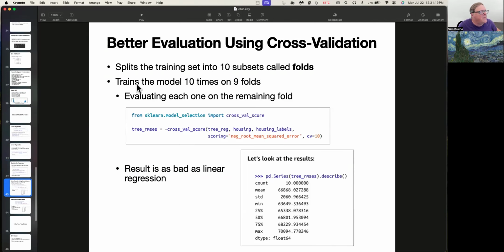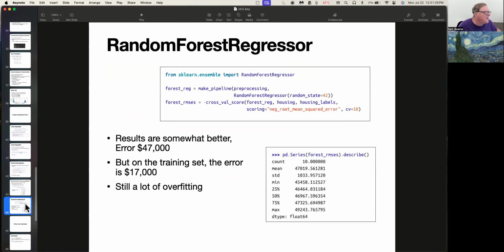And instead of using 80% training and 20% testing, you can split it into 10 subsets called folds, and then train it 10 times on 9 folds and test it with the remaining fold. This is another way to evaluate the quality of your model. And random forests, we've talked about. These make decision trees and then make many of them, like 500, and average them so that you hopefully will cancel out the noise.